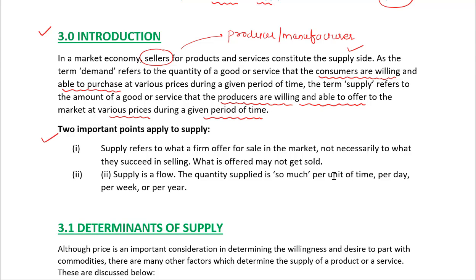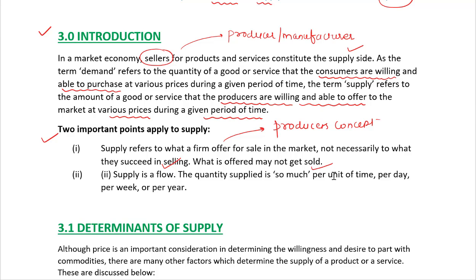Two important points apply to supply. First, supply refers to what a firm offers for sale in the market. So it is not a consumer's concept, it is a producer's concept. Not necessarily what they succeed in selling. What is offered may not get sold. It may happen that the producer is offering some product in the market, but there is no demand in the market, and the product remains unsold.